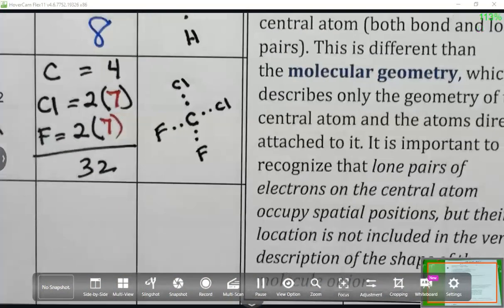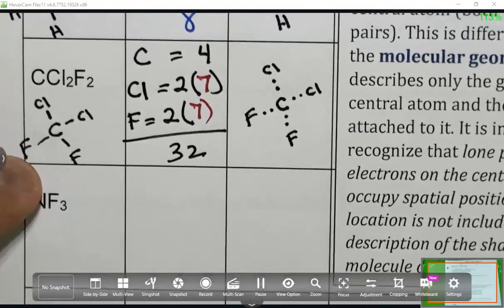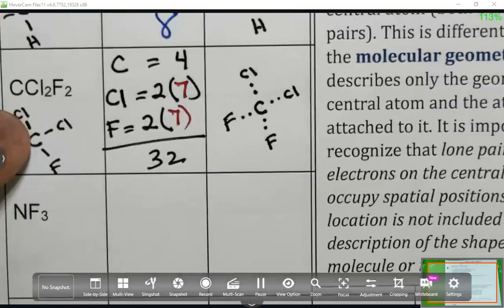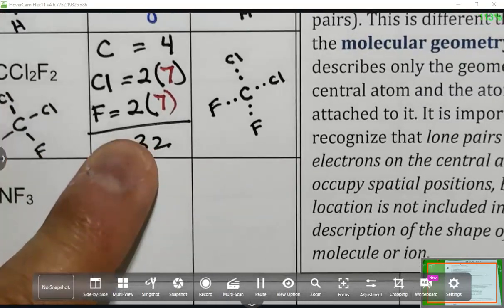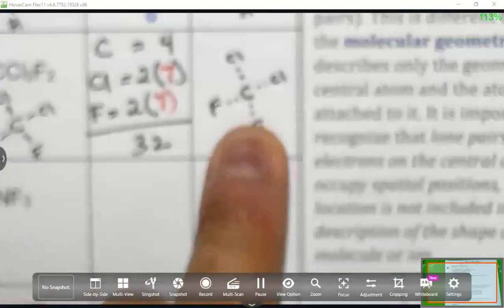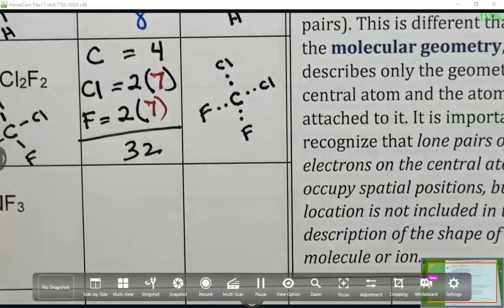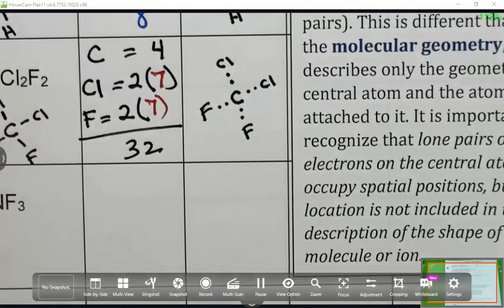So the skeletal structure doesn't mean that much. Step 1 says draw a skeletal structure. Step 2, count the total valence electrons. Step 3, draw a bond between the central atom and the terminal atoms. The terminal atoms are the outside atoms. That's what we did, correct? Steps 1 through 3.